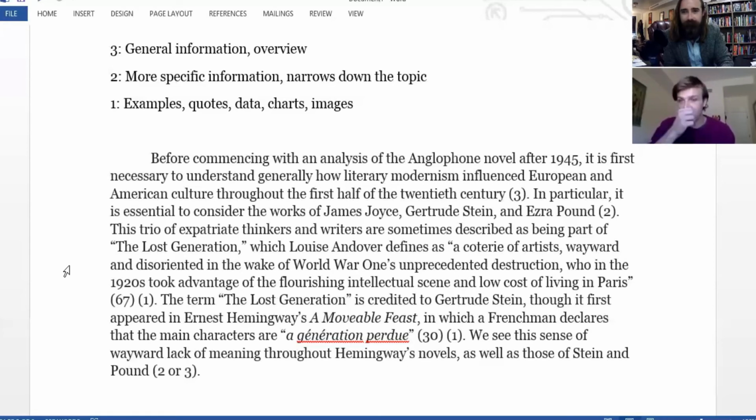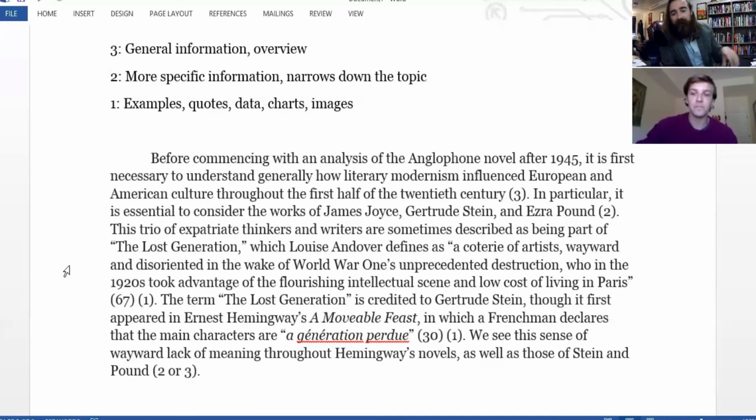And then we see in this last sentence a turning upwards towards the more general. And we know from that last sentence and from the first words of the paragraph, before commencing with an analysis of X, we must look at Y. We know that we are going to get an unpacking of these topics in the next paragraph.